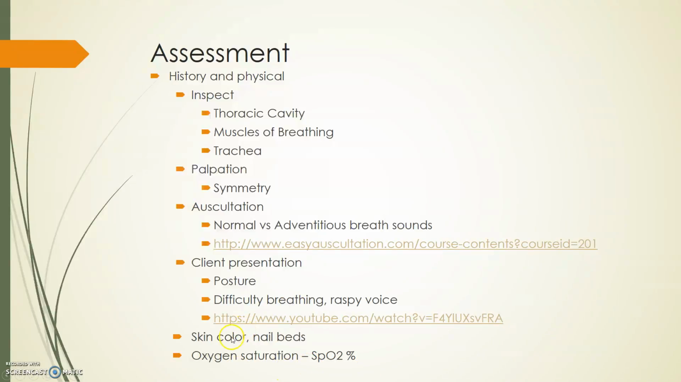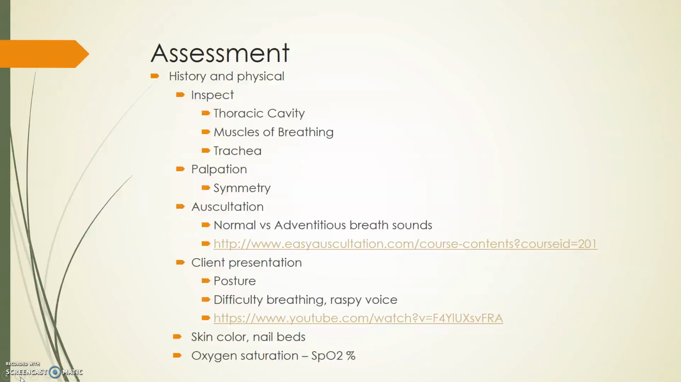We're going to look at the skin color and the nail beds. The skin color should be nice and pink, normal for ethnicity. If somebody does have a problem with oxygenation, their skin may look a little bit blue, it may look a little bit dusky, a little bit gray. And also the nail beds. Remember when we talked about assessing the nails, they should have about a 160-degree angle between the nail bed and the finger. Anything that is 180 degrees or more would be clubbing.